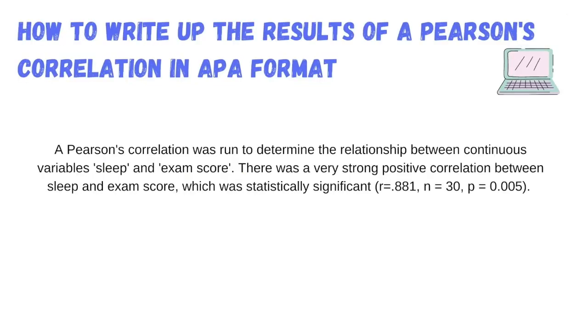Finally, I'm just going to go over how to write up the results in APA format, because I know that is very, very important. As you can see here, I've said a Pearson's correlation was run to determine the relationship between two continuous variables, sleep and exam score. There was a very strong positive correlation between sleep and exam score, which was statistically significant. And really, that would be enough if you're writing the results up in your dissertation. You don't really need to say a lot. You could potentially discuss why there might be an association between your two variables in the discussion, but really this would be adequate for writing up your results.